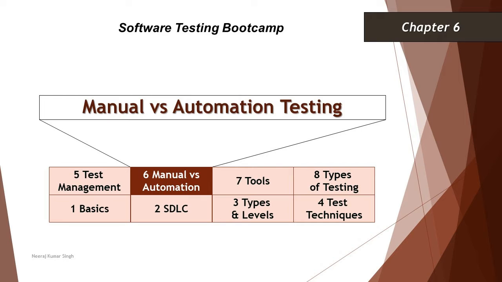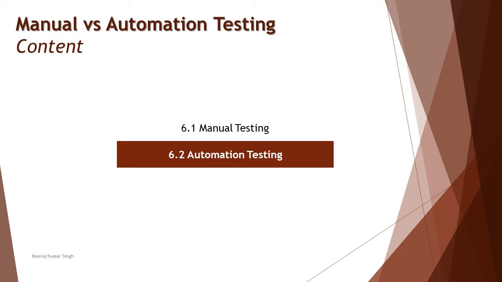Welcome back to another tutorial on our software testing bootcamp, where we are looking forward to understanding some of the fundamental concepts of software testing. We recently got started with chapter 6, where we are talking about manual versus automation testing. As part of yesterday's tutorial, we covered 6.1, and today we'll be talking about 6.2, automation testing concepts, and relate it back to manual with a quick comparison.